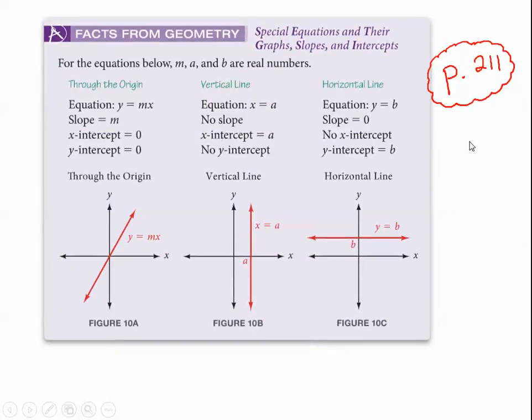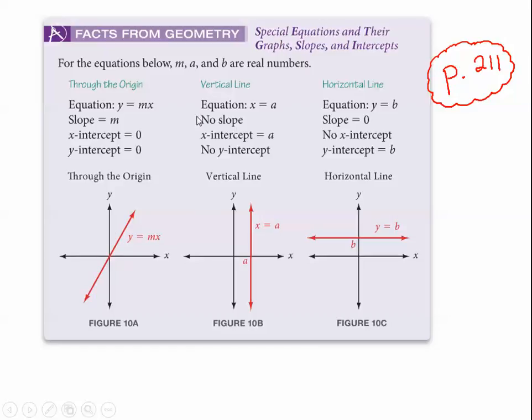Let's go through again these. Remember the special equations that we looked at earlier? Now we're going to add some more information. Remember, this is a through the origin one. We got their equation. Now we know the slope of this line. We know that the y-intercept and the x-intercept are both zeros.